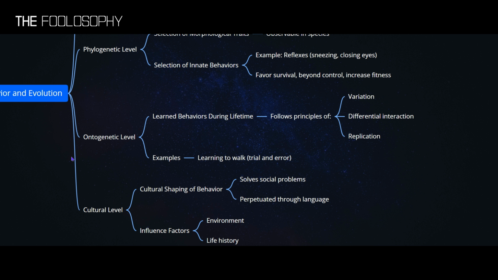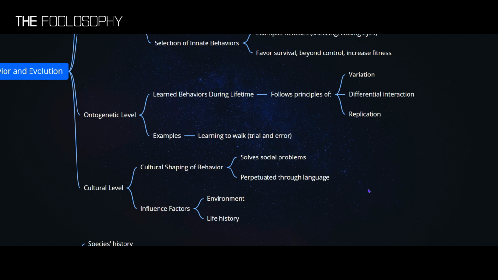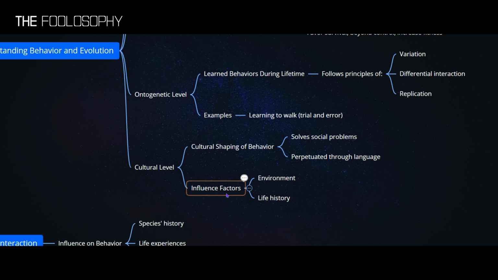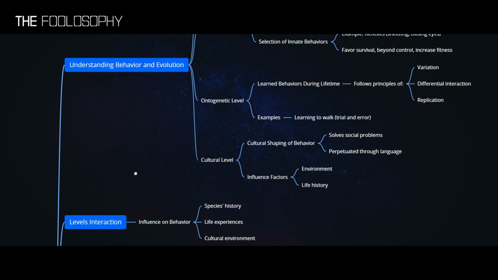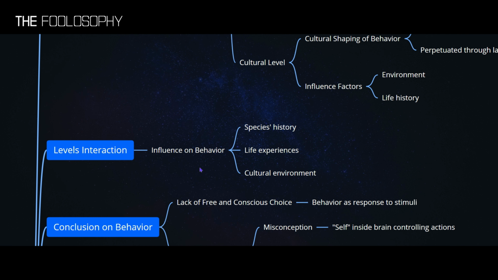Finally, we have the cultural level, where culture shapes our behavior. Cultural practices that solve social problems tend to be perpetuated through language. Each of these selection levels is influenced by the individual's environment and life history. These levels interact with one another. A behavior you perform today is influenced by your species' history, your life experiences, and the cultural environment you live in.